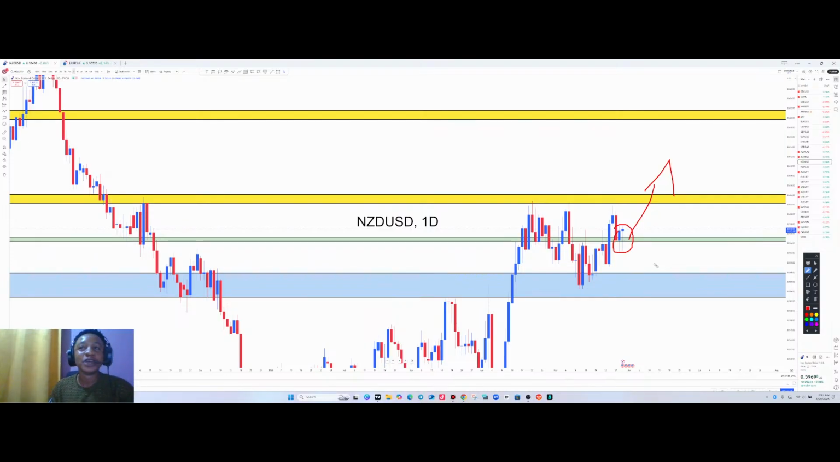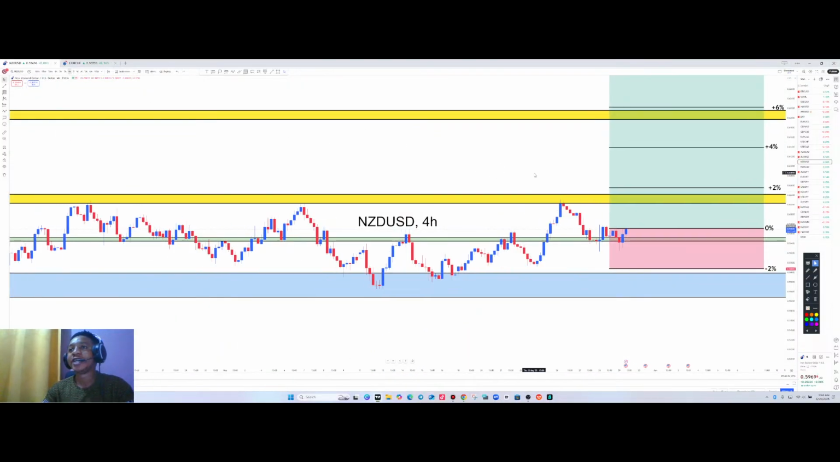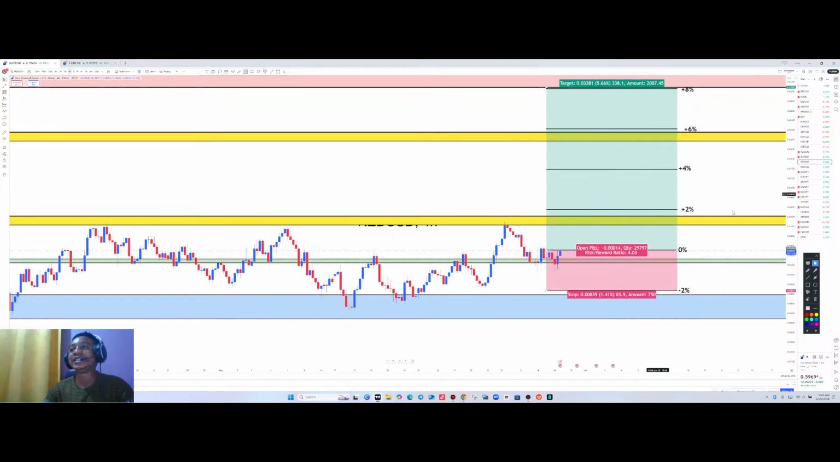Simple as that. So now we are much more convinced when we go to a 4-hour time frame to take the entry, because we gathered evidence from the 3 months time frame, the monthly time frame, the weekly, and now the daily. Let's go to a 4-hour time frame and then pick our entry to the upside on NZD-USD. Okay, so this is NZD-USD.